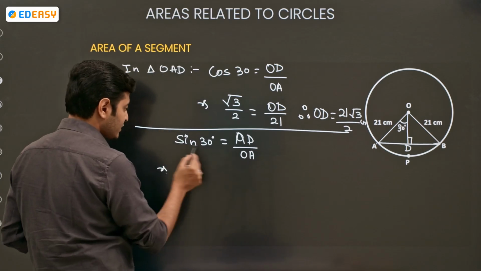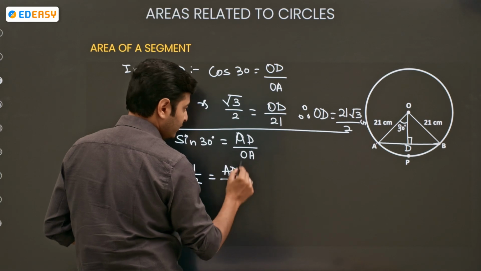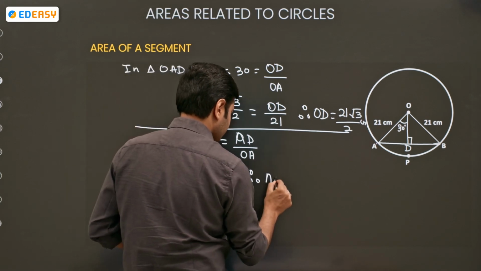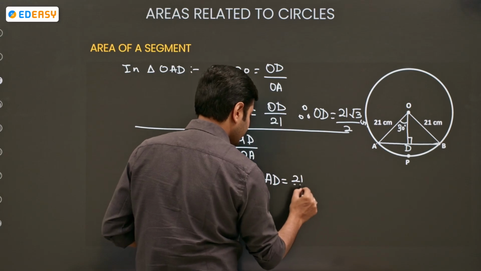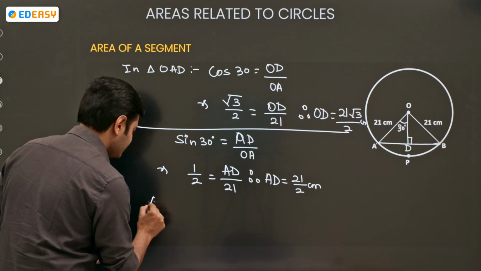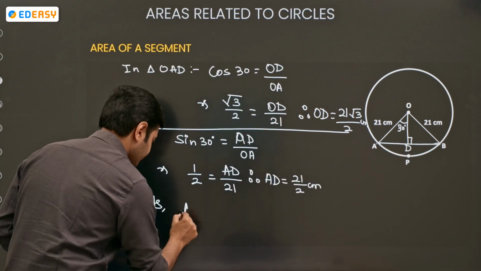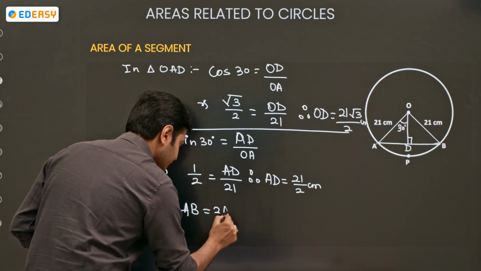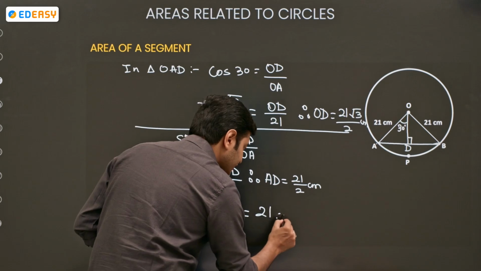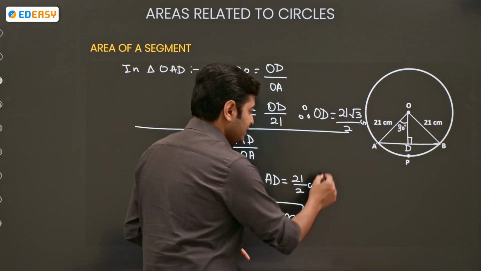So, sine 30 is 1 by 2, which equals AD, which we don't know, over OA, which is 21. Therefore, AD is 21 by 2 centimeter. Now, as we need AB, and AB is twice of AD, so it will be 2 into 21 by 2. So, simply 21 centimeter. Now, we have the base, we have the height, we can easily find the area of the triangle.